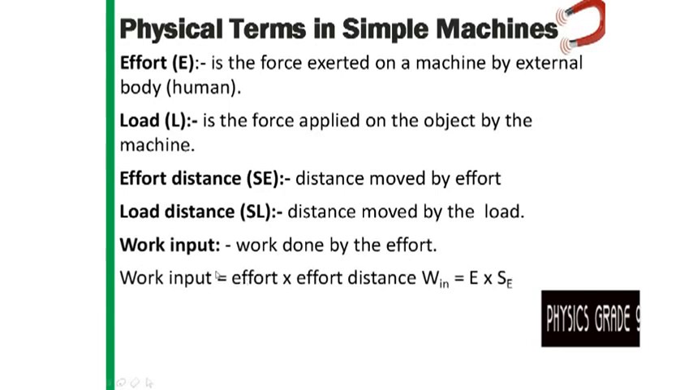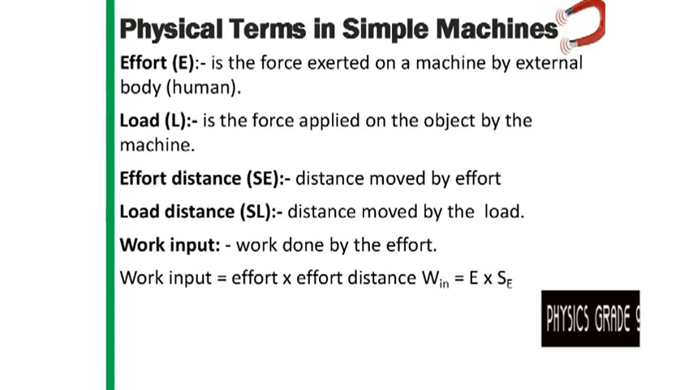Now, the work input is really given as the work done by the effort. We have looked at work done in terms of energy in the previous unit. But when we talk about work input, we can actually say that work input is equal to the effort multiplied by the effort distance. This shouldn't be too surprising, because when we looked at forces, energy, and power in the previous unit, we know that work done is equal to force multiplied by the distance that the force moves an object.